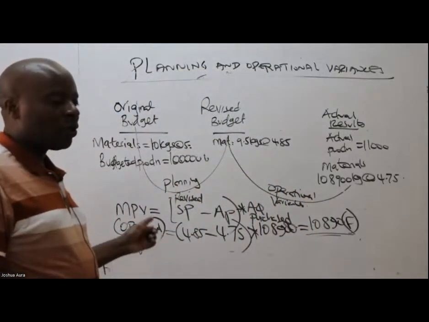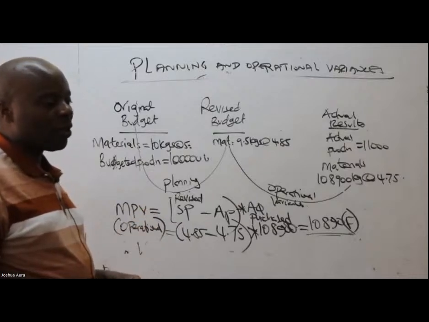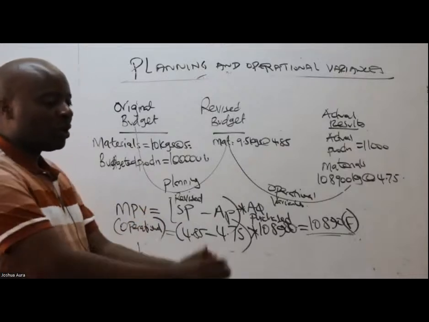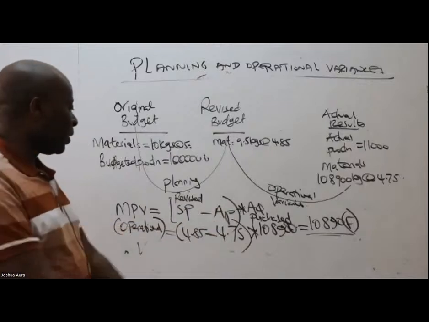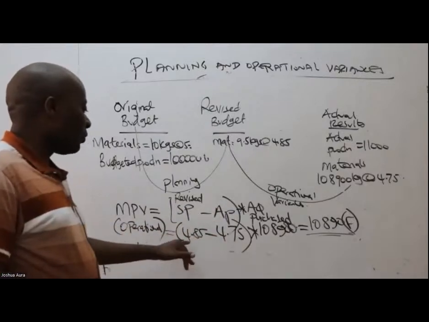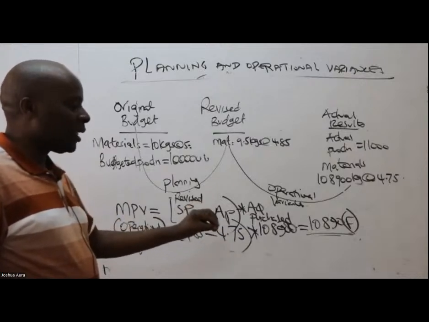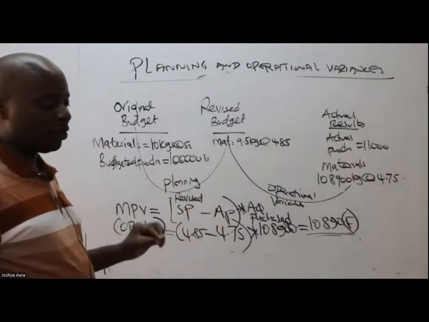I don't know whether all of us are able to get this operational material price variance. You say open brackets, 4.85 minus 4.75, you close, times 10,890. Yes, thank you very much.